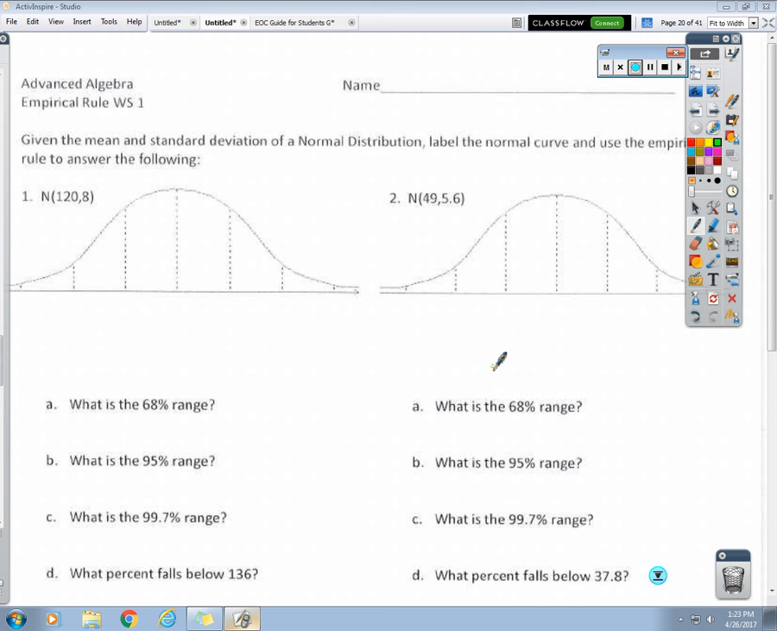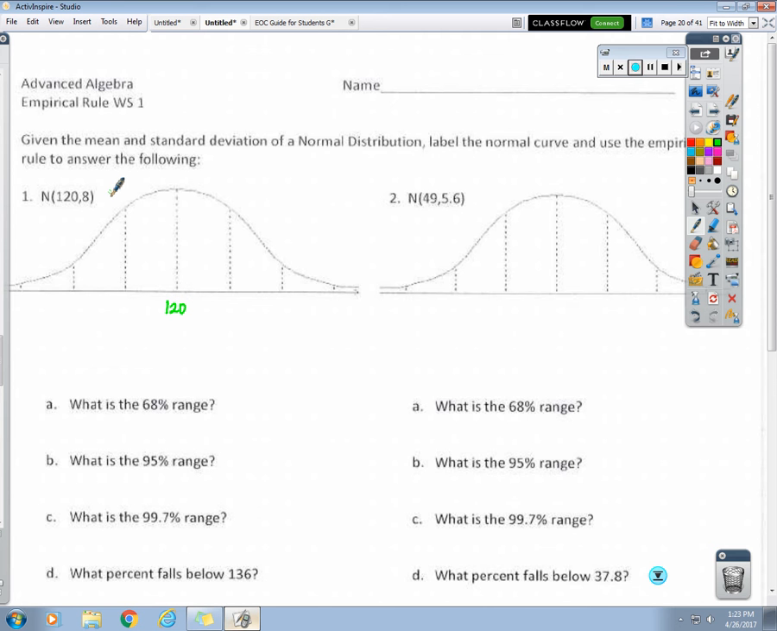Determine the mean and standard deviation of a normal distribution, label the normal curve, and use the empirical rule to answer the following. Okay, what does this mean? In parentheses, 120, comma, 8. That's the mean and the standard deviation. So which one's the mean, and where does it go on the curve? In the middle. Right.